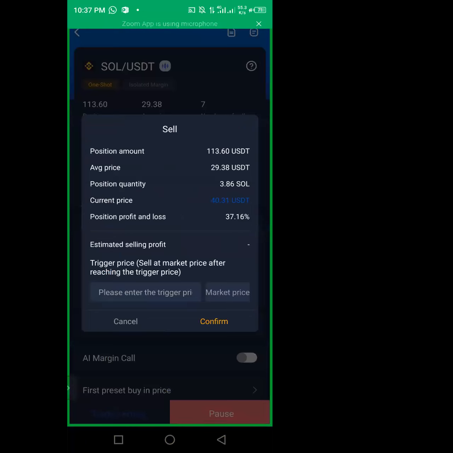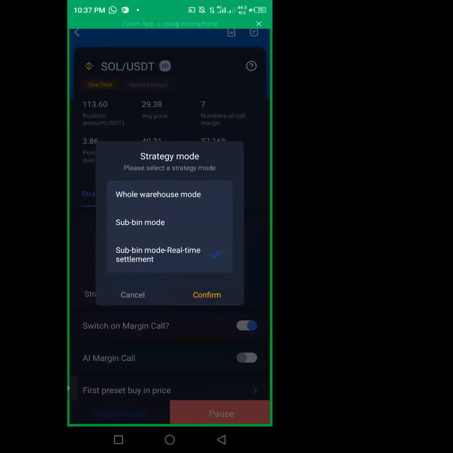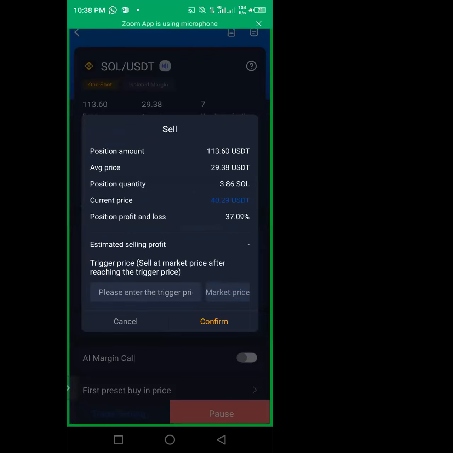Now, if you want to sell, enter trigger price. Here, click on market price. Then, when you click on confirm, it will say sell. If your strategy mode is on warehouse mode, when you click on sell, you will see percentages.